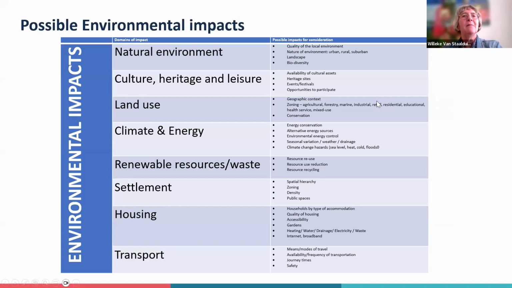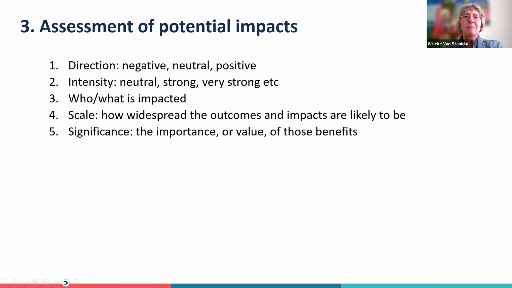And the final is the possible environmental impacts, and that is for instance, the land use, or the climate and energy saving, or the conservation, the use or reuse of resources, and the number of houses, like the accessibility of houses, or the number of gardens, heating, water, drainage, etc. With the team, you check this whole list of social, economic, and environmental impacts, and then you define which sub-impacts and domains are relevant for this assessment exercise.